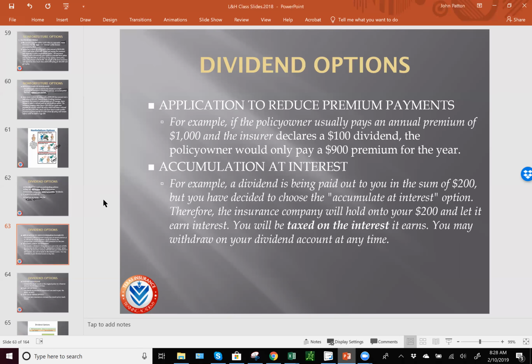Next is called the accumulation at interest option. This is where the dividend stays at Mutual of Omaha and accumulates interest. Now, the dividend is never taxable. However, the interest in this option would be taxable as it is earned.